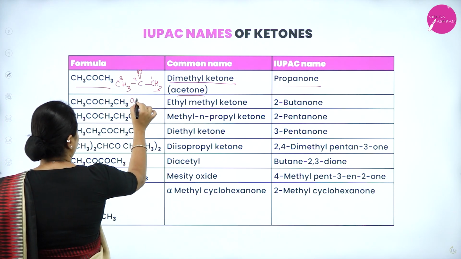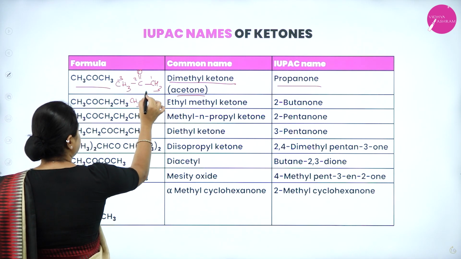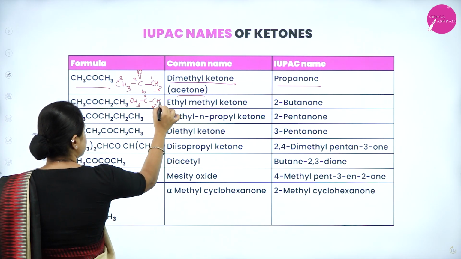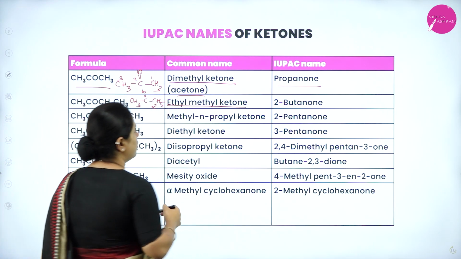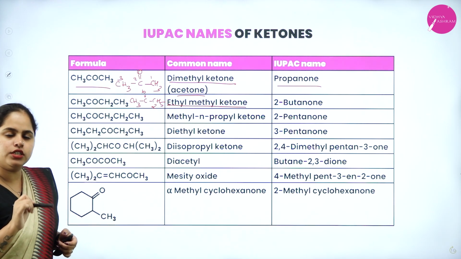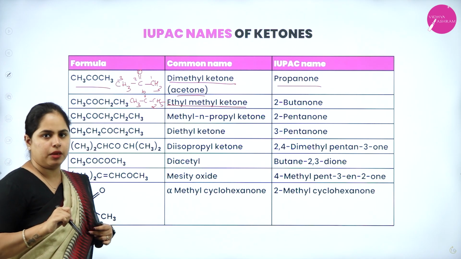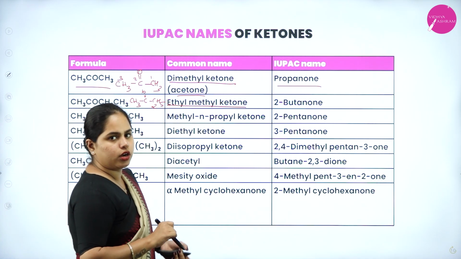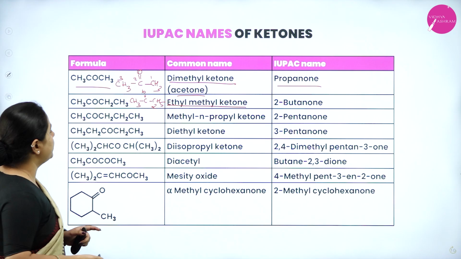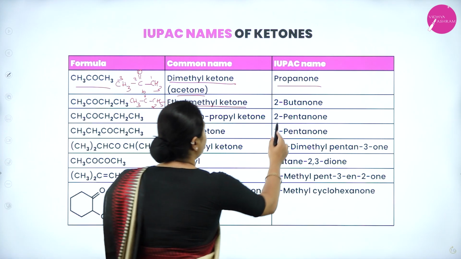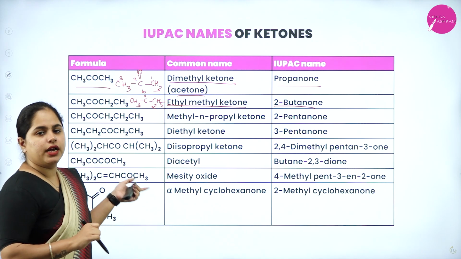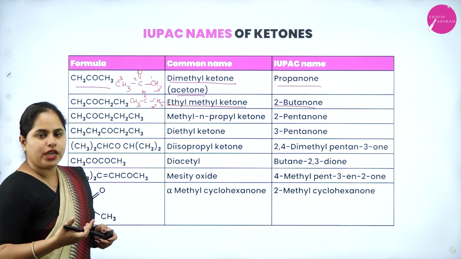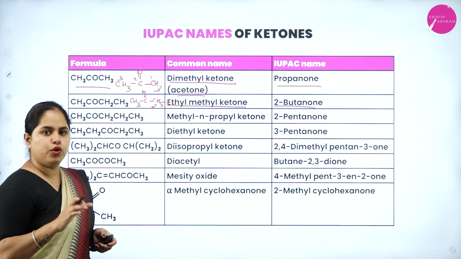CH3COCH2CH3. On one side you have a CH3, on the other side you have a C2H5, which is an ethyl group. So this is ethyl methyl ketone. Why ethyl methyl ketone? According to alphabetical order we have to name it. So it is ethyl methyl ketone according to the common name. The IUPAC name will be 2-butanone. Now why 2-butanone? On the second carbon atom you have the functional group. So you can either write it as 2-butanone or butan-2-one.